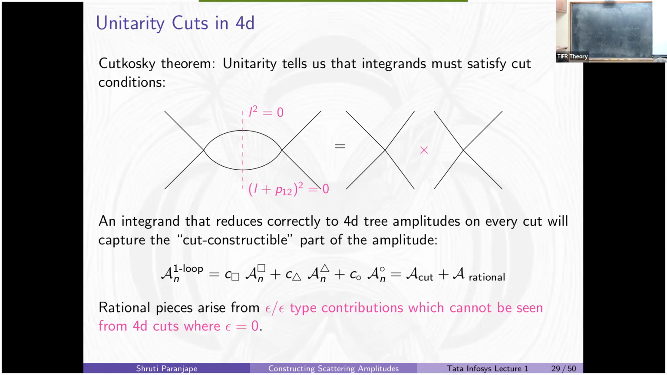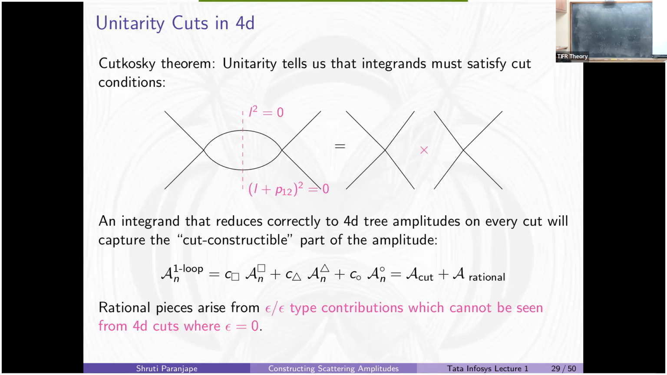Because if I allow these internal states to be d-dimensional, so higher dimension, when I say d, I usually mean 4 minus 2 epsilon. Then that doesn't guarantee that it's going to give me a divergence, because it's not a physical cut. I see. Right. So that's why I'm differentiating between a cut and a rational part.